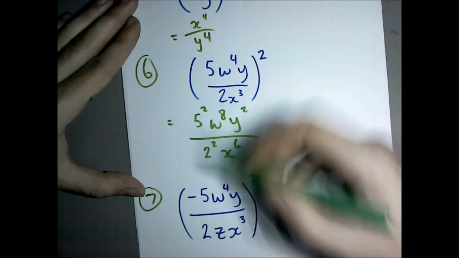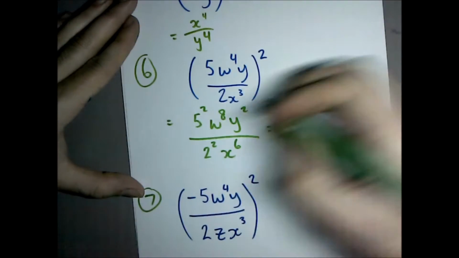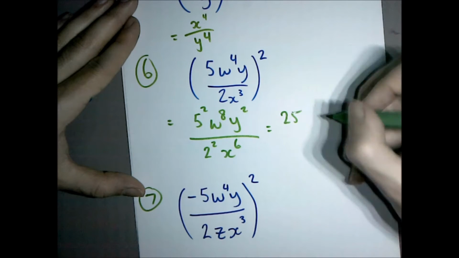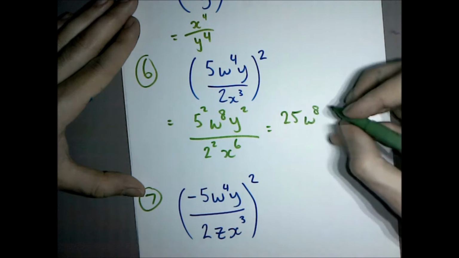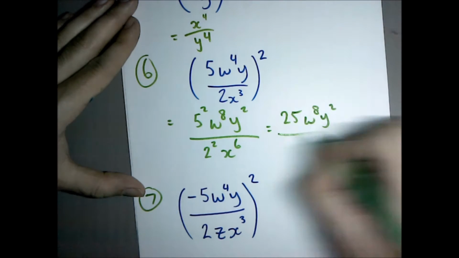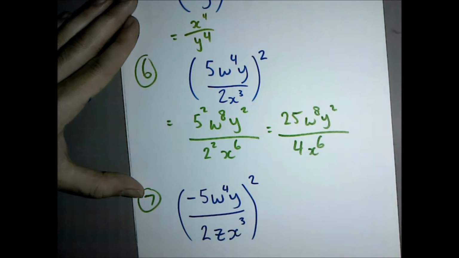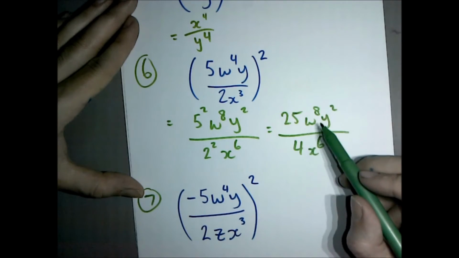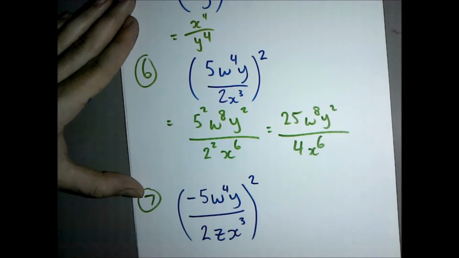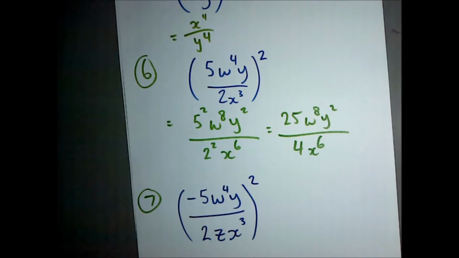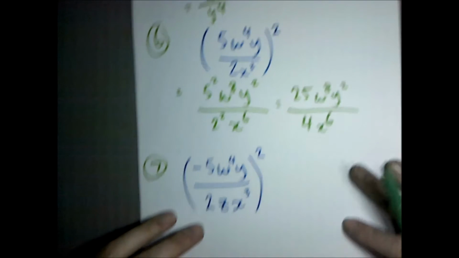Now I can try to simplify this a little bit. Do it over here. So 5 squared is 25. And we've still got w to the power of 8 y squared on top of 2 squared, which is 4, x to the power of 6. And I can't simplify this any further because all my bases for these are all different. So I can't use any of the other index laws.